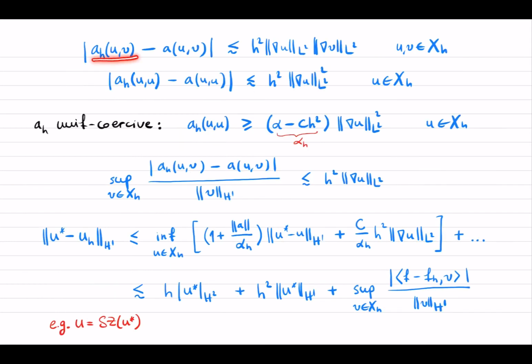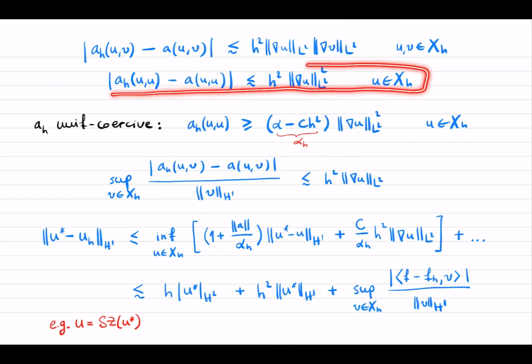In the end, the approximate bilinear form minus the exact bilinear form is bounded by h squared times the H1 semi-norm of u times the H1 semi-norm of v for all functions u and v in the finite element space. Now, just putting v equal to u, you get this estimate, and that actually immediately shows that the discrete bilinear form a_h is uniformly coercive in the sense that a_h(u,u) is bounded below by alpha.